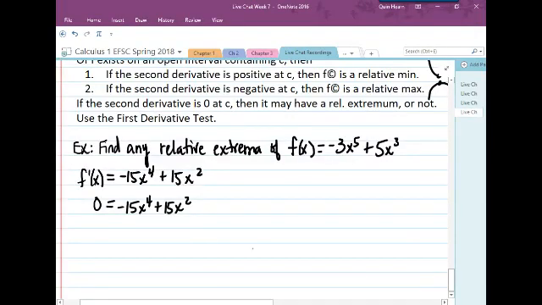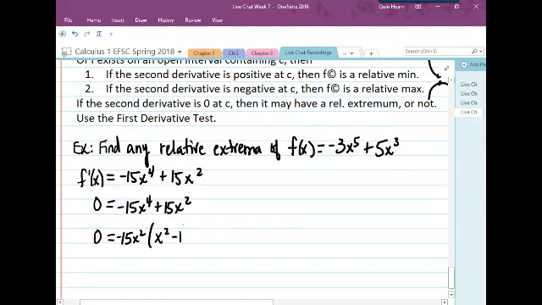This again is a polynomial equation, and we want to factor and solve. So we're going to have 0 equals, I'm going to factor out negative 15x squared. You could factor out a positive if you wanted to. Either way, it's going to work out. But if we factor out a negative 15x squared, then in the first term, we're just going to be left with x squared.